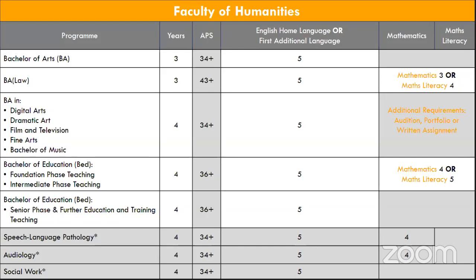Should you wish to go into education, foundation and intermediate phase, 36 APS, English at level 5, maths level 4, maths lit level 5. Senior phase, 36 APS, English at level 5. Speech language pathology, audiology, and social work. There's some stars there that tell you that you will have to write the NBT test. And please note, if you're going into social work, you only have to write the English part of the NBT test. 34 APS for your qualification, English at level 5. For speech language pathology and audiology, you will be required to have maths at level 4.